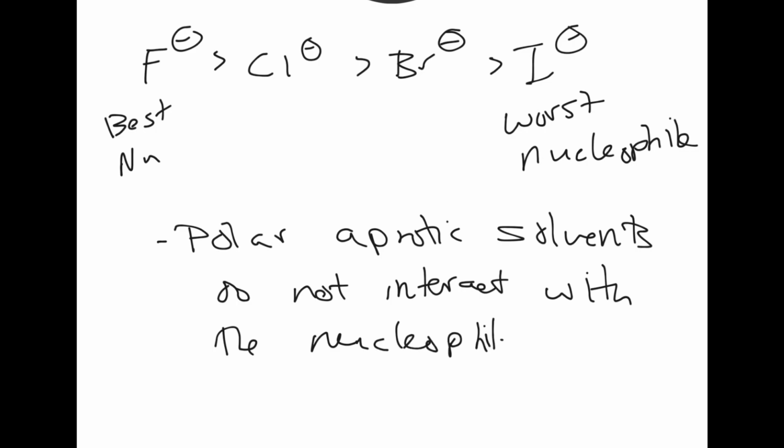So polar aprotic solvents do not interact with the nucleophiles. If you think about this, fluorine is the smallest and it has the same charge as iodide, which is the biggest. So fluorine has the densest negative charge on it. It is the most negative of these ions. So it's the one that's going to be able to react fastest because it's the most negative, right? Where iodide has the same charge, but that charge is spread out over a much bigger area, right? So the smaller you are, the more concentrated your negative charge is, so the more reactive that negative charge is going to be.